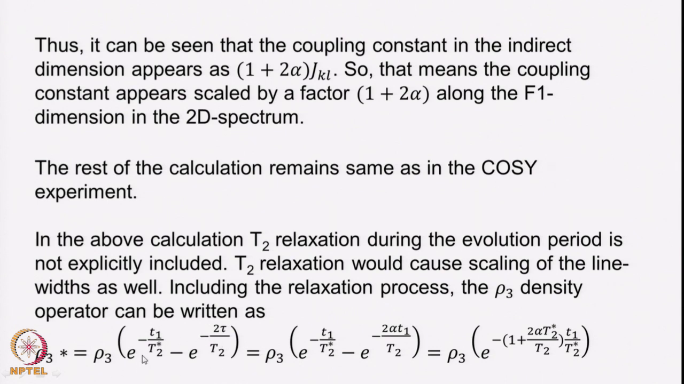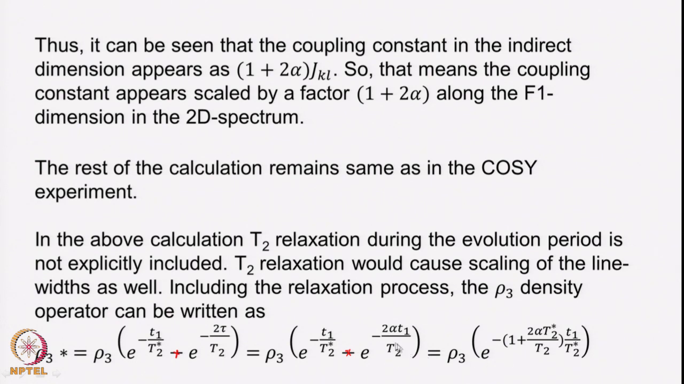So, if during the T1 period the time constant of relaxation is T2 star, therefore, I have this e to the minus T1 by T2 star. So, this is the multiplication, okay, and this is also the multiplication here. So, therefore, you get rho 3 into e to the minus T1 by T2 star and multiplied by e to the minus 2 tau by T2, because this total is the relaxation factor. This is the first relaxation during the time T1, and this is the relaxation with the time constant T2.